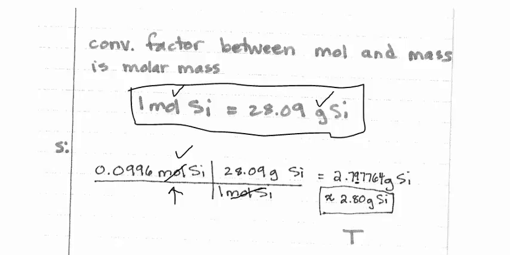So does this make sense? My moles of silicon that I'm given is about 1/10 of a mole. It's about 0.1 moles if I round. And 1/10 of a mole would be about 2.8 grams if I look at its molar mass. So yes, this answer does make sense.